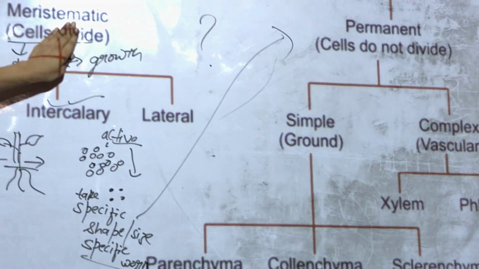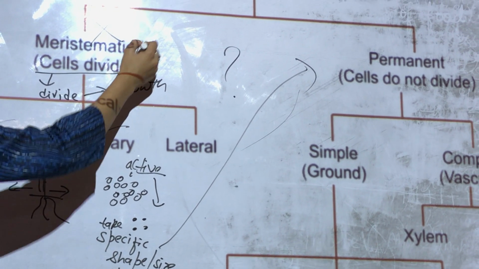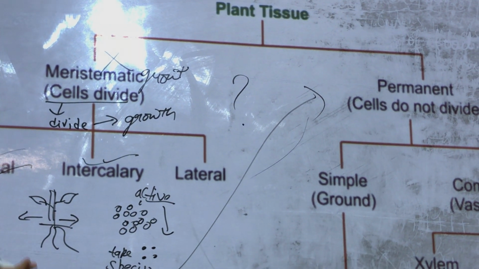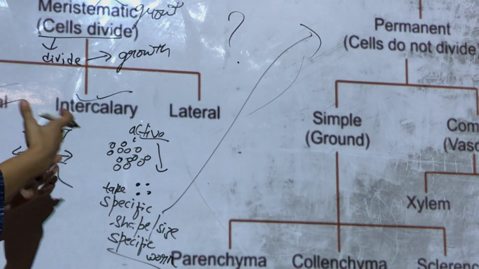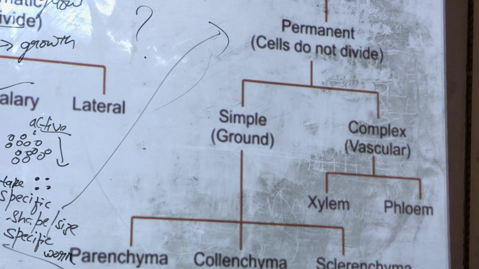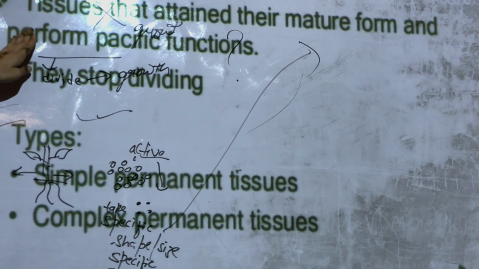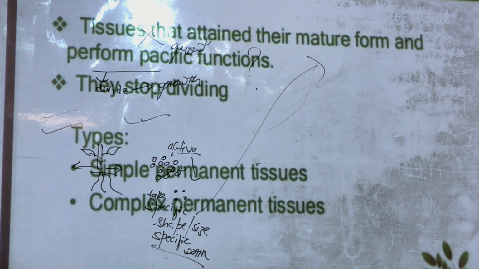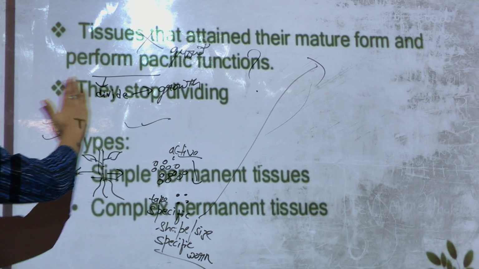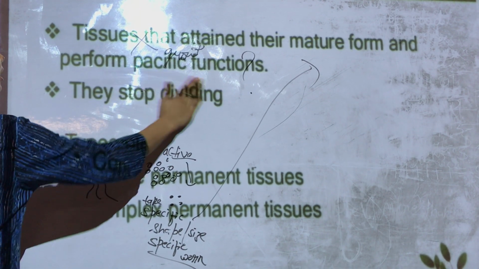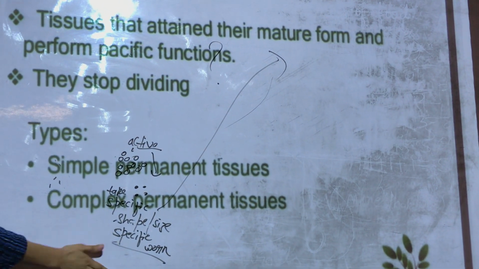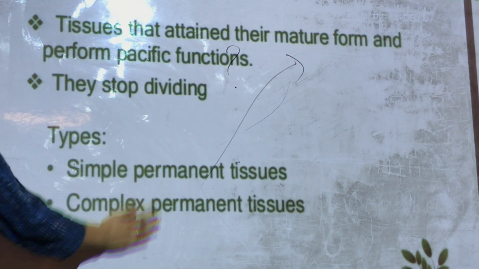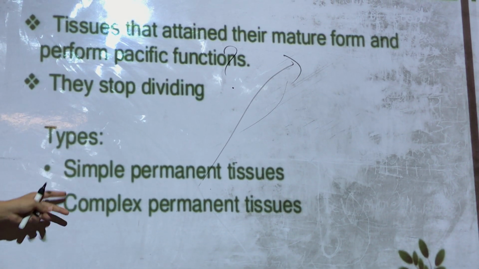So basically when meristematic tissue stop growing, when they stop dividing, or when they become permanent, or when they take specific shape and size, that is when we call them permanent tissues. Now, what are permanent tissues? Tissues that attain their mature form and perform specific functions. They stop dividing. That is when they are known as permanent tissues. They are of two types. They can be simple permanent tissues and they can be complex permanent tissues. Let's take them one by one.